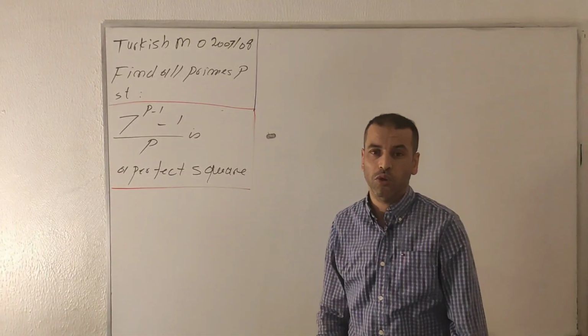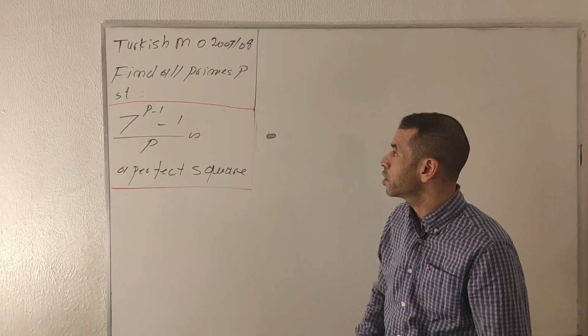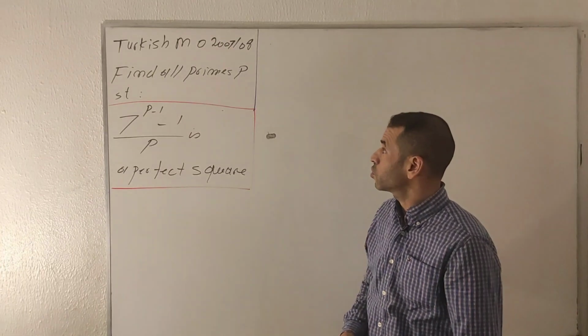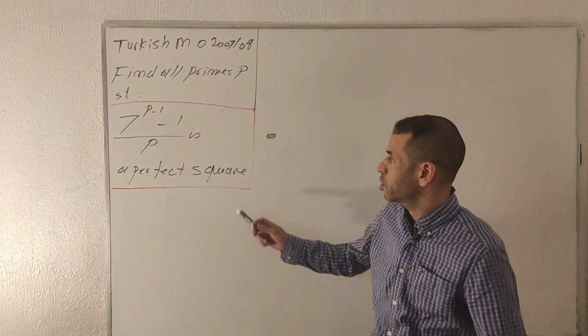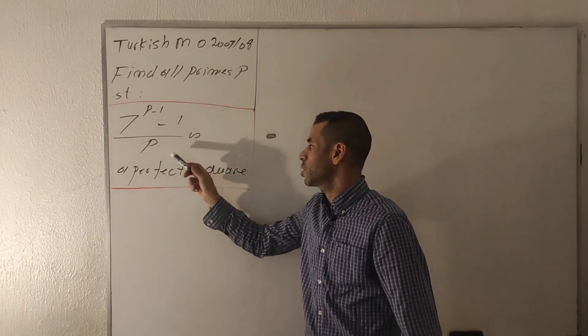Today's video I would like to introduce a very nice problem of the Turkish Mathematical Olympiad, edition 2007-2008. Here is the following setup. Find all primes p such that (7^(p-1) - 1)/p is a perfect square.